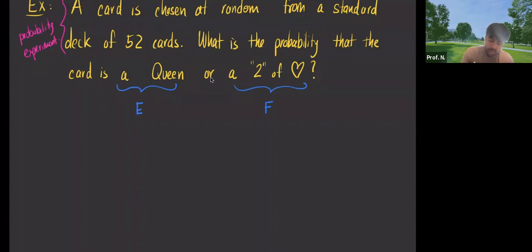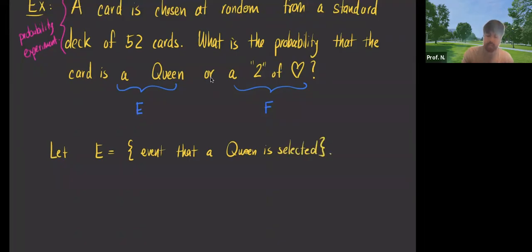Just to make sure we have that clear, let E be the event that a queen is selected. I'm considering that as an event. Now, we can be more specific, of course. What do we mean by getting a queen? We can also enumerate what that means.